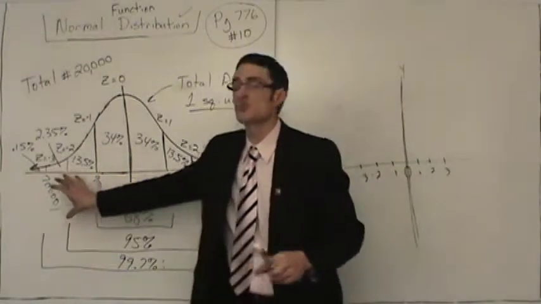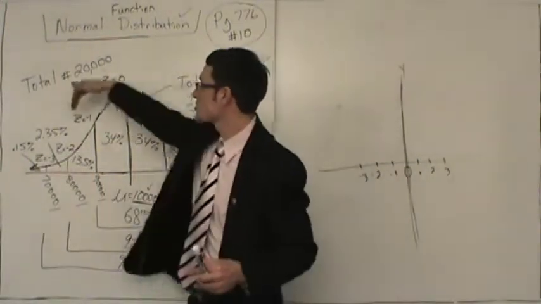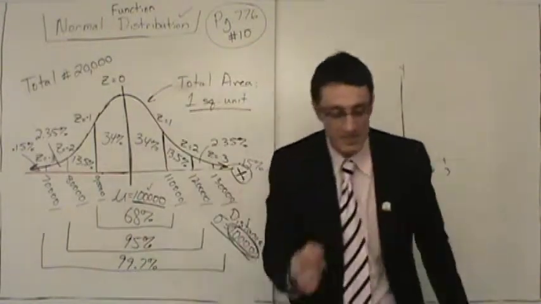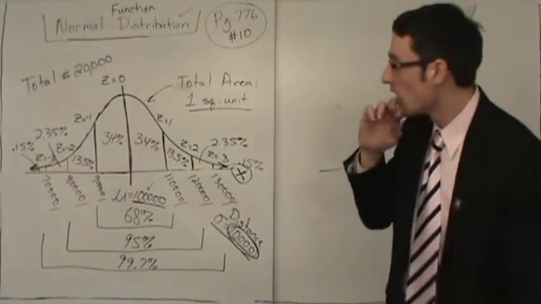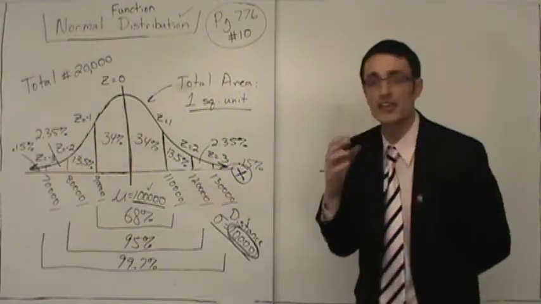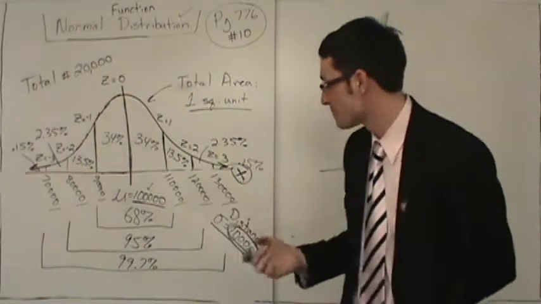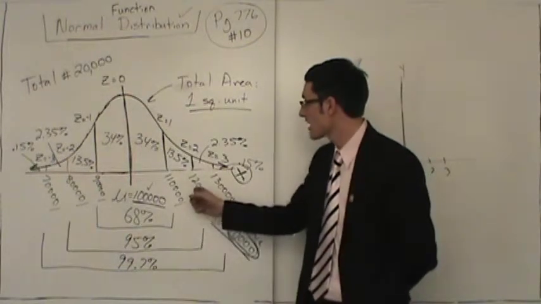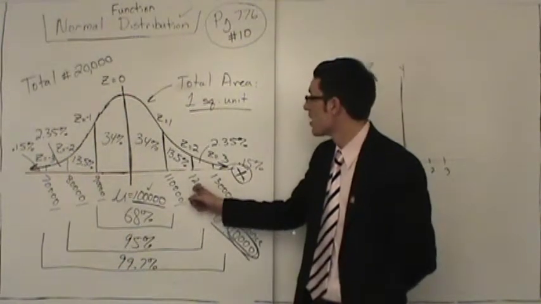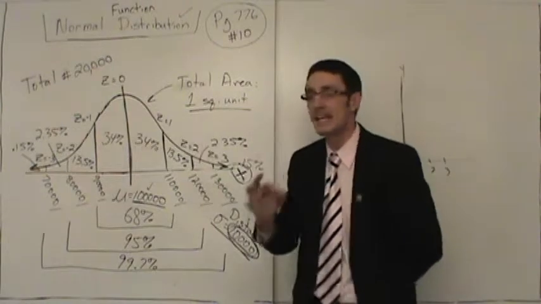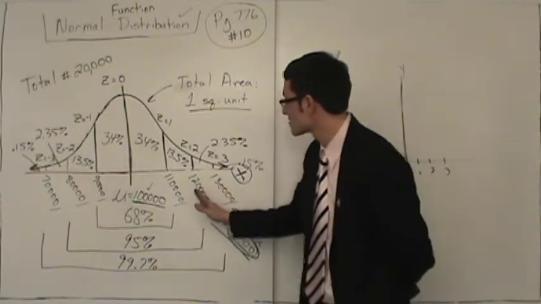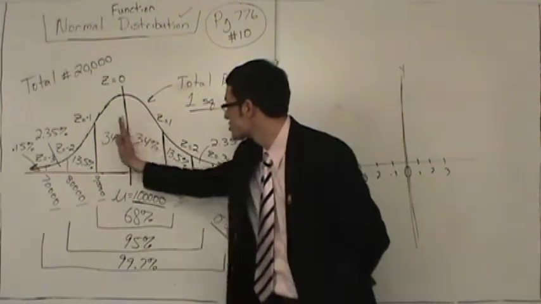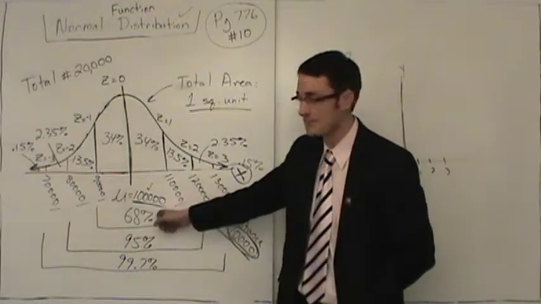These will change problem to problem, but what will never change are your z-scores. So now my question is this. What is the z-score for x value 120,000? Well, x value 120,000 is here. Our z-score is 2, meaning that 120,000, this x value, is 2 standard deviations to the right of the mean.